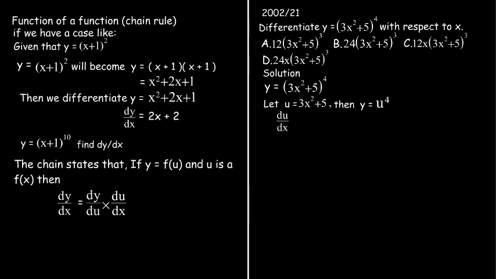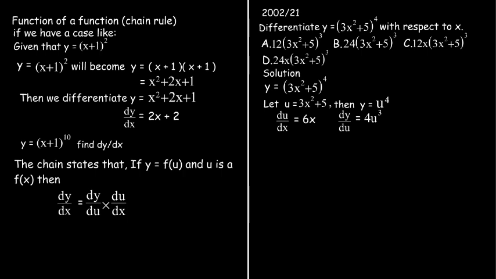Doing so, du/dx will be equal to 6x, because when we differentiate 3x squared, 2 times 3 will be 6, and removing 1 from the power, we are left with 6x. 5 is a constant, we are not going to differentiate that, it becomes 0. Then dy/du will be equal to 4u raised to the power of 3 if we are using our general formula: 4 times u, then 4 minus 1 for our power, which is 4u cubed.